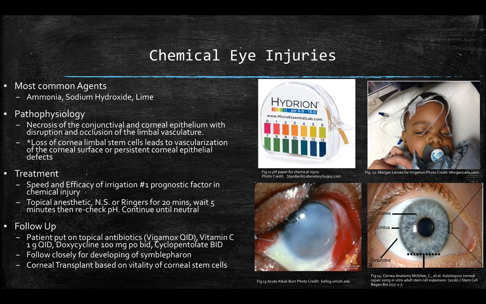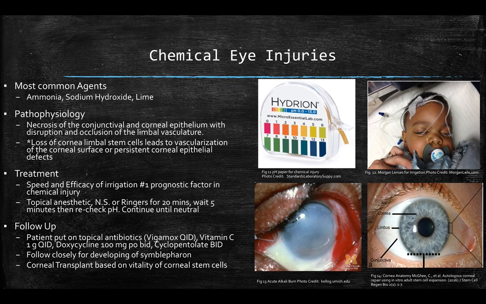If you have loss of corneal stem cells, this can lead to vascularization of the corneal surface or just a persistent corneal epithelial defect that doesn't heal. The treatment is speedy and efficient irrigation of the eye itself. That's the number one prognostic factor in helping these patients have a good result.